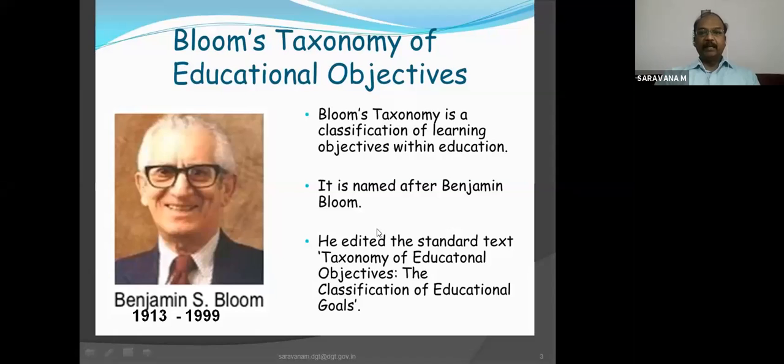And it is named after Benjamin Bloom. He edited the standard text Taxonomy of Educational Objectives, the Classification of Educational Goals. This is his book's name, a small book he has published. So this is Dr. Bloom, he and his team did this work, and he belonged to the United States, and he did a lot of work and gave a big contribution in education, learning and teaching.